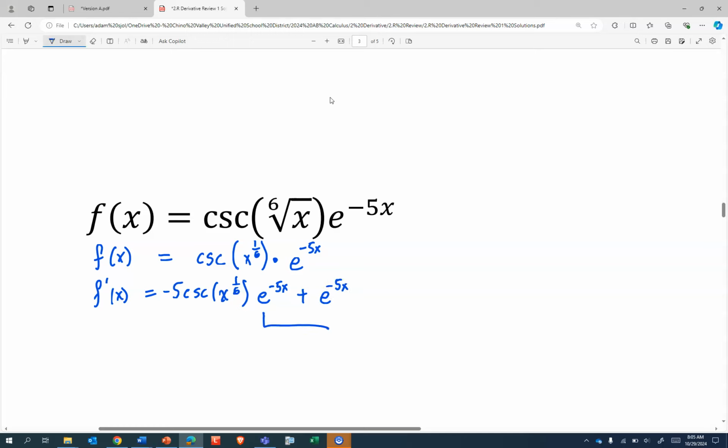Okay, so plus the second function, e to the negative 5x. I'm already thinking I'm going to have to factor those out in my simplification, times the derivative of cosecant, which is negative cosecant stuff, cotangent stuff. And that stuff is x to the 1/6. We'll rewrite that as the 6th root in a moment, which has a rate of change of 1/6 x to the negative 5/6.